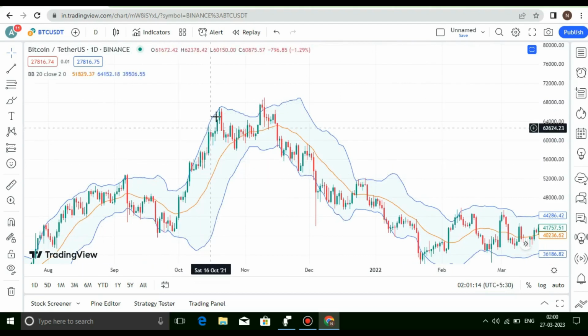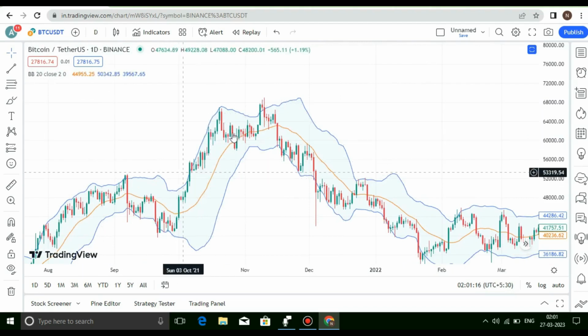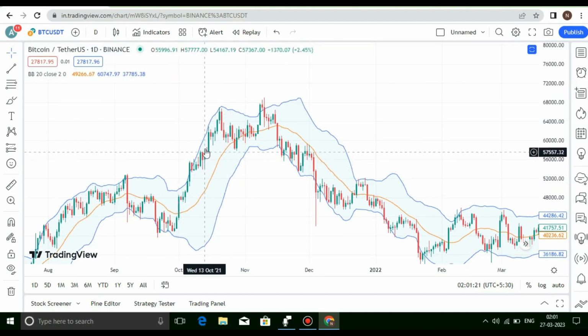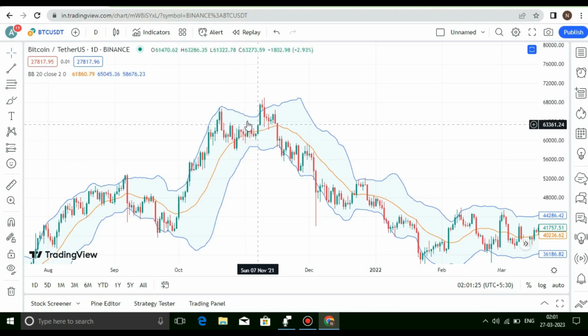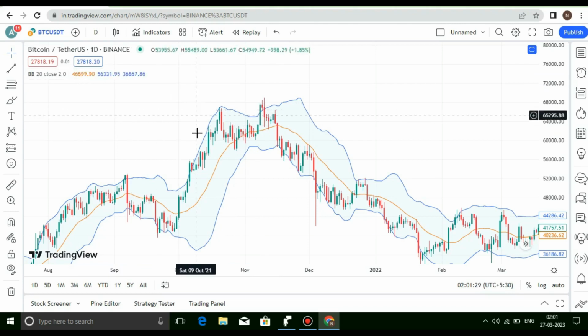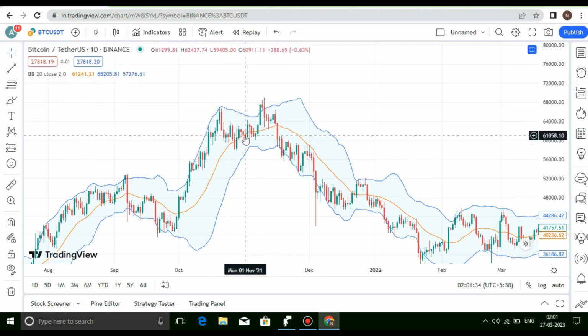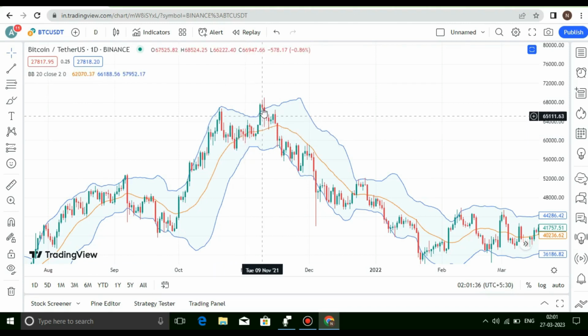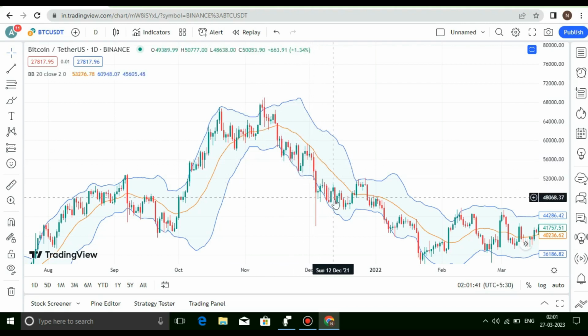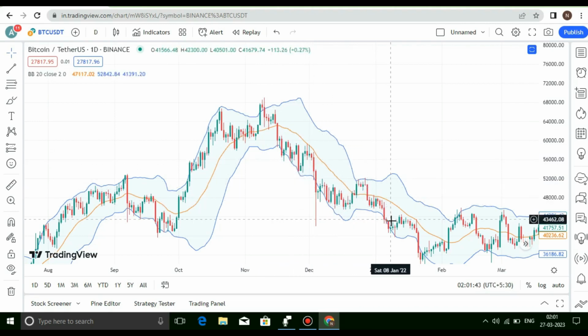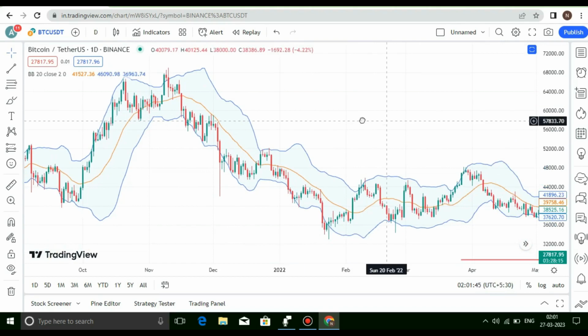Let's see. Here the price movements were touching the upper band of the Bollinger Band, and after crossing a certain level, the price movement was touching the middle range of the Bollinger Band, which was the 20-day moving average. The price touched here, and it again touched the upper band, and then it fell down to the lower band of the Bollinger Band, and again it touched the upper band. And this kind of thing keeps on happening.